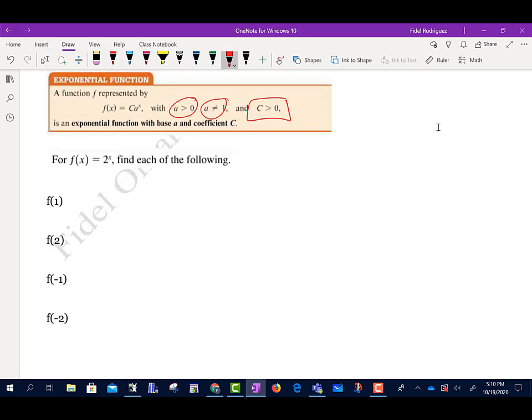For the first example, for f of x equals 2 to the power x, find each of the following. We're going to look for f of 1. All I'm going to do is 2 to the power 1, which is just 2. 2 squared is 4. 2 to the power negative 1, remember, is 1 over 2, because of our negative exponent. And 2 to the power negative 2 is the same as 1 over 2 squared, which is 1/4.